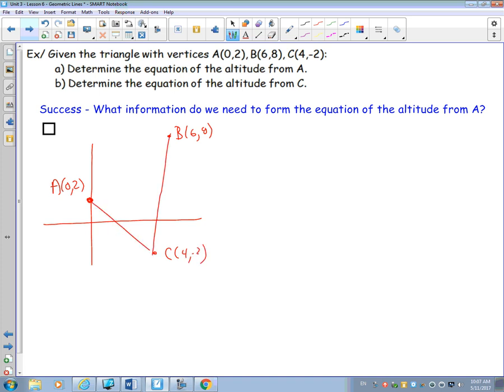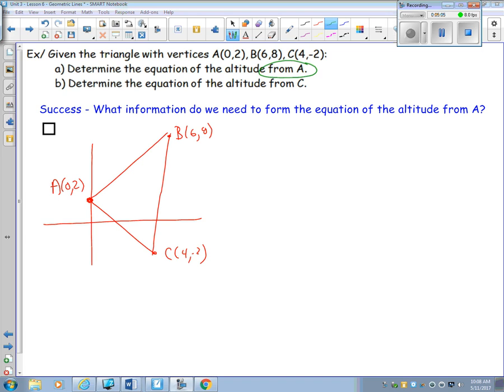And make my triangle. Okay, so I'm going to start off with the altitude from A. So I know it starts at A. I know it's going to meet the opposite side at a right angle. So, back to our picture here. Yeah, so it starts at A. And I know it meets at a right angle.